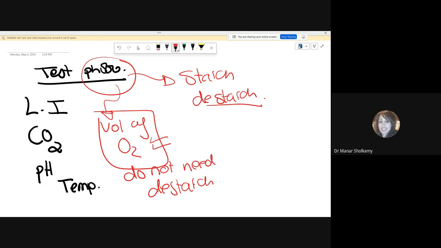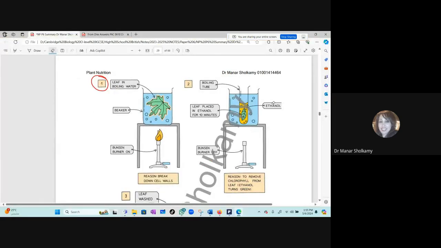How do I destarch? I will put my plant first in a dark cupboard for 2 to 3 days. I will make sure that all the starch is gone. And then I'm going to carry out my investigation. And at the end of my investigation, I will test for the presence or absence of starch. I will do the following. I cannot simply add iodine to the plant because the iodine will not penetrate because of the waxy cuticle. So I want to remove the waxy cuticle.